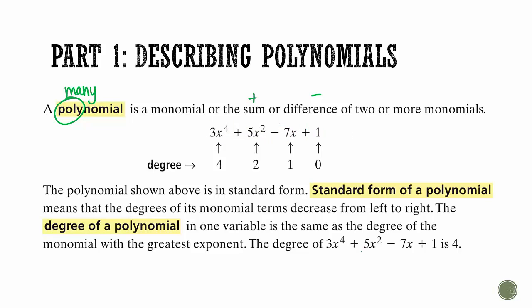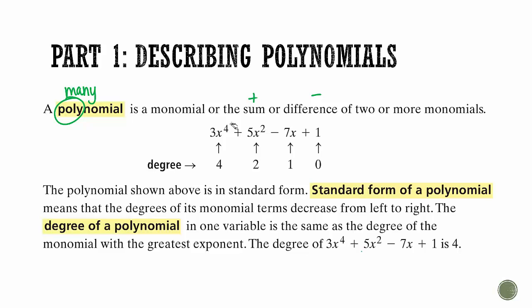So the polynomial shown above is in standard form. Standard form means that the degrees decrease from left to right. So if you look here, you start with your 4, then you go down to 2, then to 1, and then to 0. We like writing things in standard form just because they look nice and pretty. It's like we put things in alphabetical order, kind of a deal.